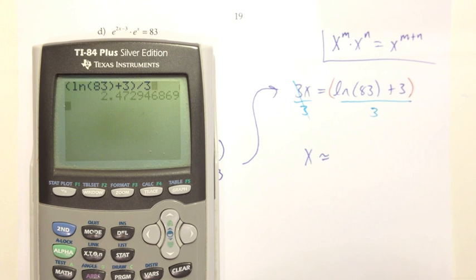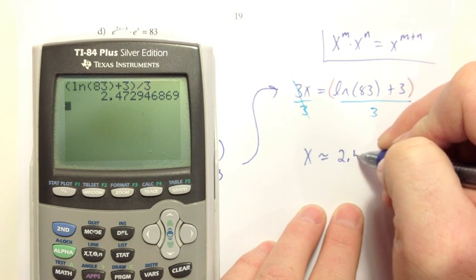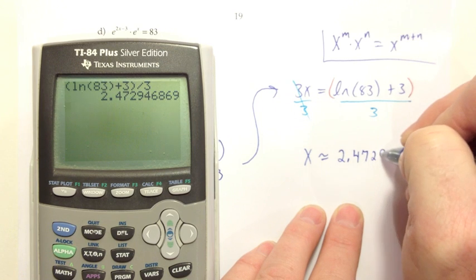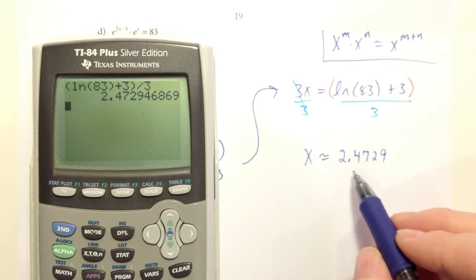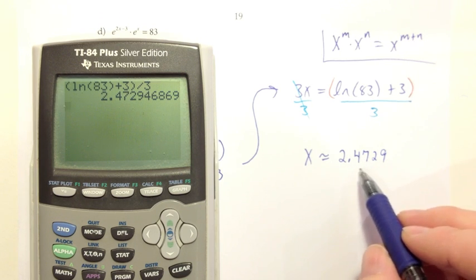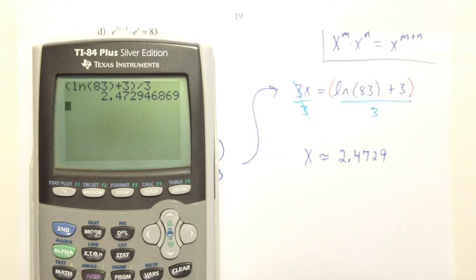So x should be approximately 2.4729. I believe our rounding directions were 4 decimal places. And yes, I just double checked that. That's correct. So we want 2.4729, 4 decimals. Almost had to round up, but that is a 4, so we don't round up there.